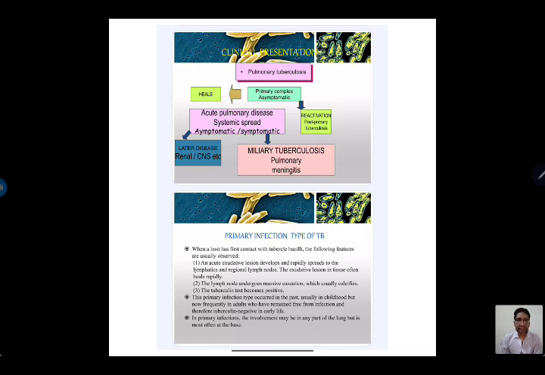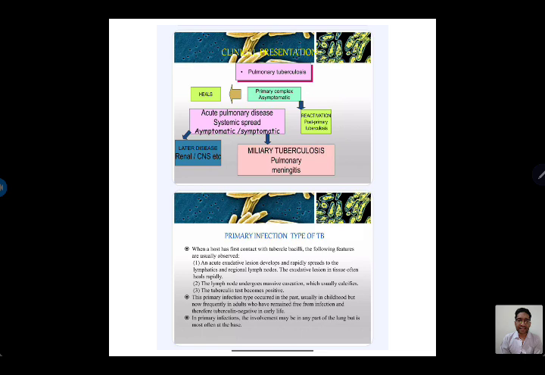Primary interaction, the primary type of TB. When a host has the first contact with the tubercle bacilli, the following features occur: acute exudative lesions develop and rapidly spread to the lymphatics and regional lymph node. The exudative lesions in the tissue often heal rapidly. Lymph nodes undergo massive caseation, which usually calcifies.